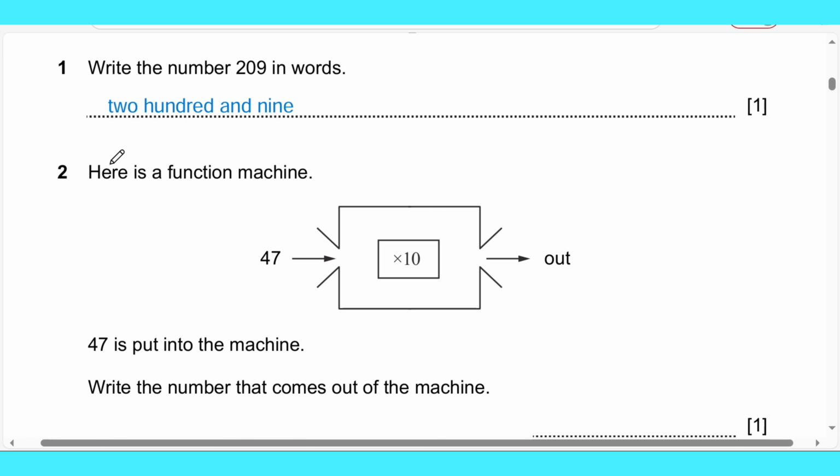So number 2, here is a function machine. 47, enter, and then process of machine, multiply by 10, and out of the machine. 47 is put into the machine. Write the number that comes out of the machine.